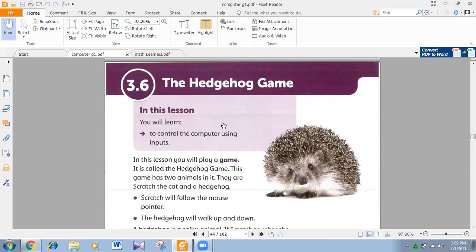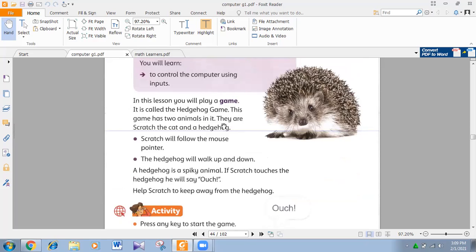Okay, moving on to our next lesson, that is Hedgehog game. In this lesson, you will learn to control the computer using input. In this lesson, you will play a game. It is called Hedgehog game. This game has two animals in it. They are Scratch and Hedgehog. Scratch will follow the mouse pointer. The Hedgehog will walk up and down.